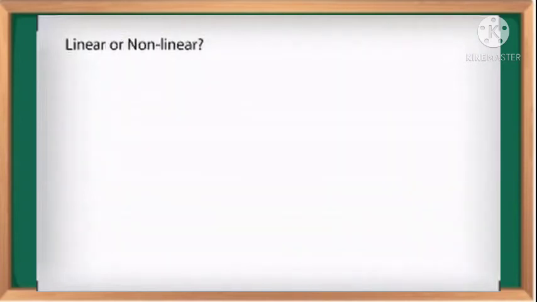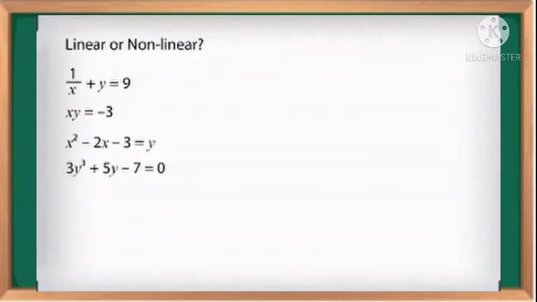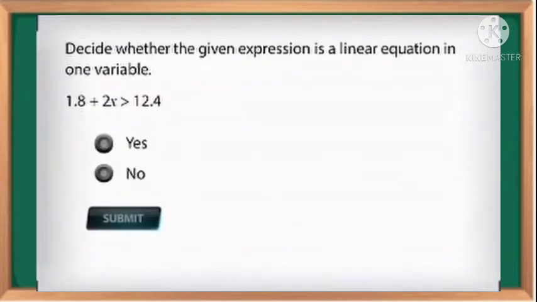Let us view the rules for identifying linear equations. An equation will not be linear if any of the variables are in the denominator. An equation will not be linear if the variables are multiplied together. An equation will not be linear if any of the variables has a power higher than 1. Now that you've understood what linear equations in one variable are, attempt this quiz. You have to decide whether the given expression is a linear equation in one variable. Select the correct answer and click Submit.